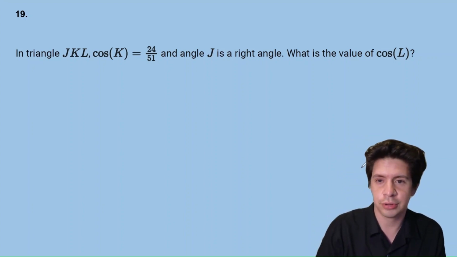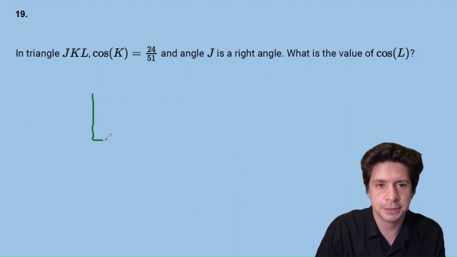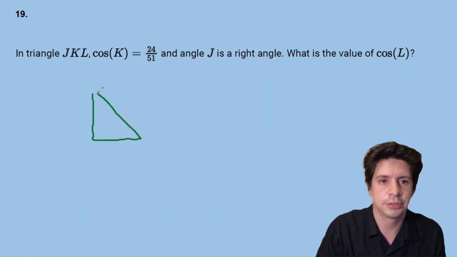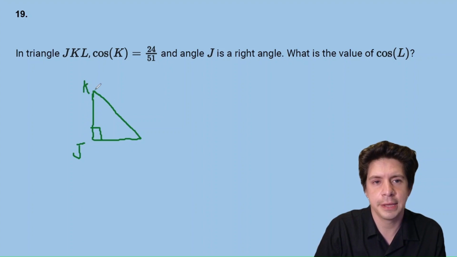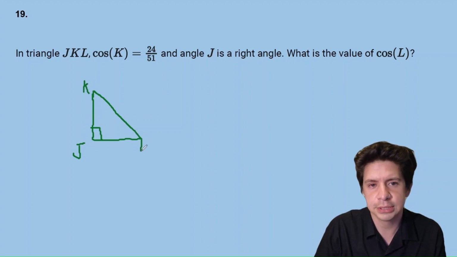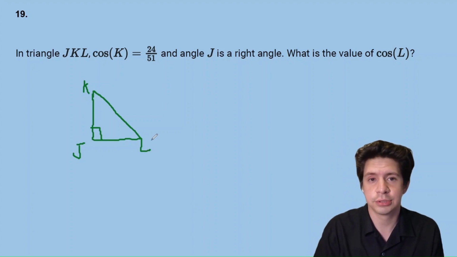With these, I really like to draw them out, right? So I'm going to do another Michelangelo impression. Maybe this time I'm Leonardo da Vinci. All right, I'm sure he drew nice triangles too. So it's like this. And we're told angle J is the right angle. That's the important part. Then we can say this is K and then L, right? Cosine is just telling us the ratio, but that's all we need because we're just looking for cosine of L.